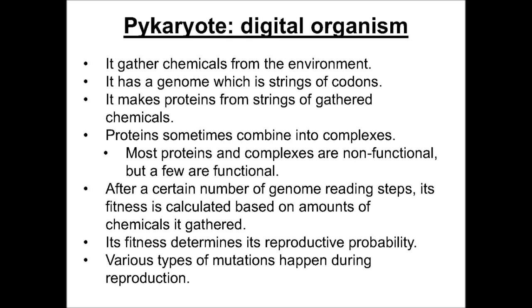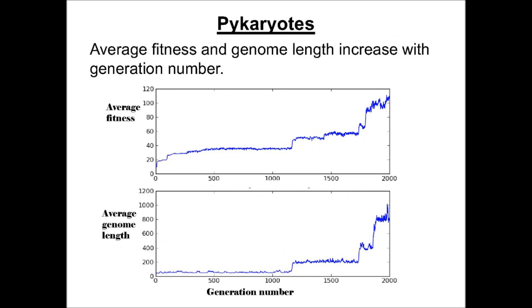And there's various types of mutations: point mutations, deletions, copying, and so forth. And what we find when we run this under a certain set of circumstances, not all sets of circumstances, but under some, the genome length increases with time and with generation and the fitness. So the horizontal axis is the generation number, how many generations it's run. The top graph, the y-axis, is the fitness of the organisms, which is based on how many chemicals they've gathered. And the bottom graph is the average genome length, which, as you can see, is going up.